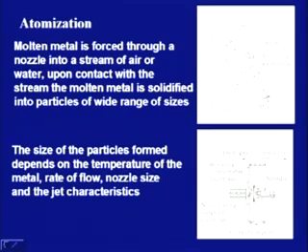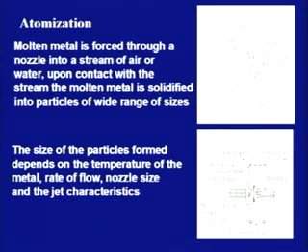The basic process here is that the molten metal is forced through a nozzle into a stream of air or water. Upon contact with the stream, the molten metal is solidified into particles of a wide range of sizes, as we can see. First, the molten metal is taken and passed through a tundish, through a nozzle into an atomizing chamber.